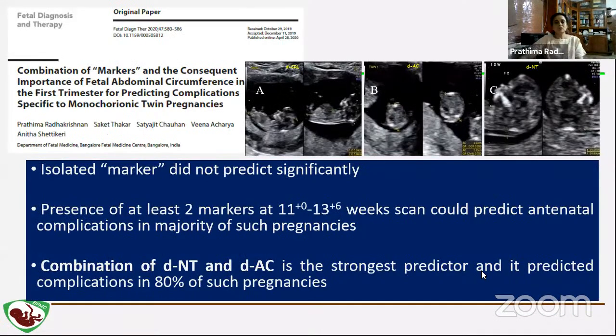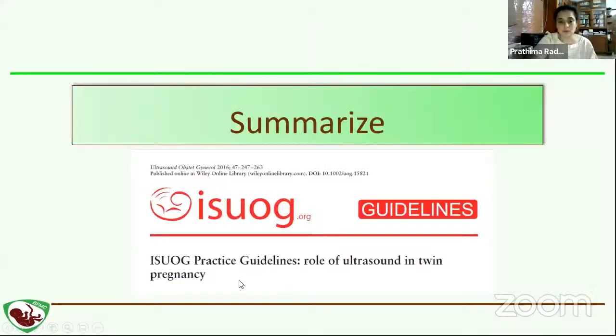So the conclusions of the study: isolated markers did not predict significantly, which is what the majority of studies have said as well. The presence of at least 2 markers could predict antenatal complications, and about 60% had complications. And when we combined discordant NT with discordant AC, it was the strongest, and it predicted 80% of these pregnancies that develop complications, many of them before 20 weeks.